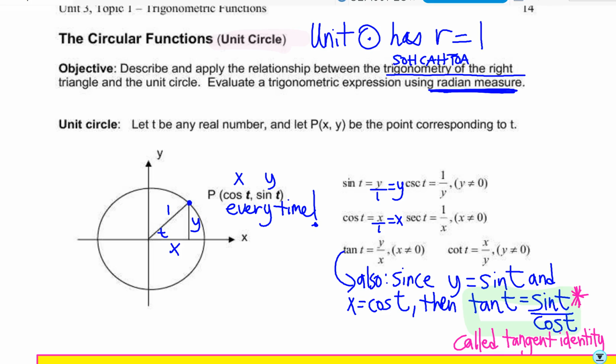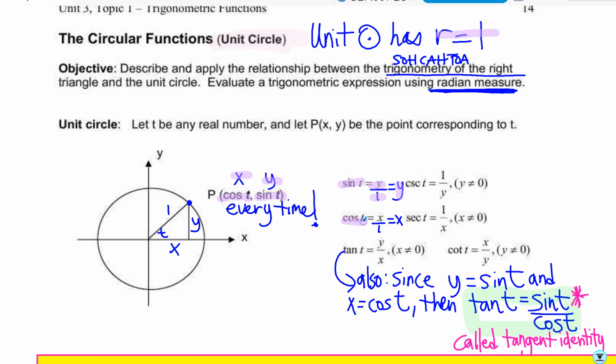Concurrently, when I go left and right, that's an x distance. That x distance is cosine. So every point on our unit circle can be thought of as every x is cosine t, or it can be cosine theta, and every y value is sine theta. The reason that works is because our radius is 1. So if sine of the angle is y over r, then y over 1 is always going to be y. So sine is always y.